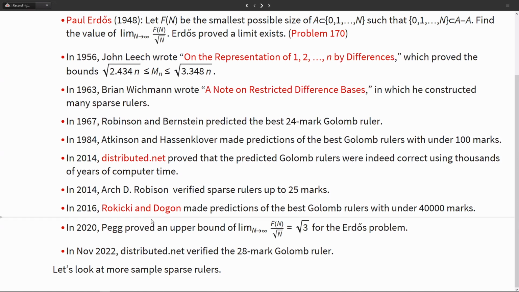In 2016, Thomas Rokicki and Dogon made predictions for the best Golomb rulers with under 40,000 marks. So that's a list at cube20.net. I think that's it. And I managed to come up with the sparse ruler formula in 2020, which basically proved this. And just last year, distributed.net verified the 28-mark Golomb ruler. So I'll be getting to all of these.